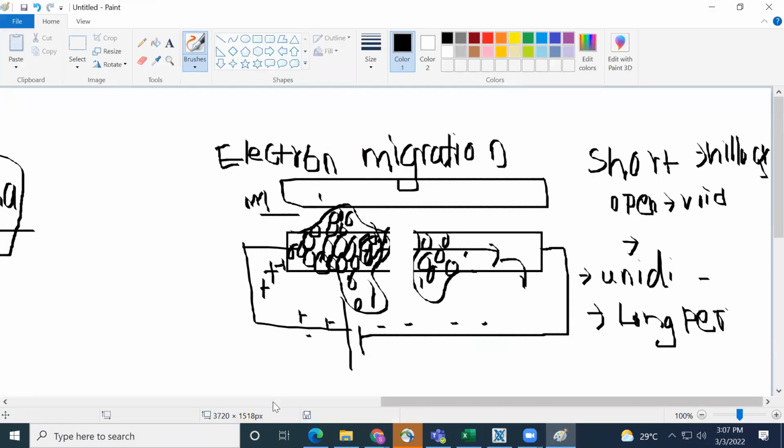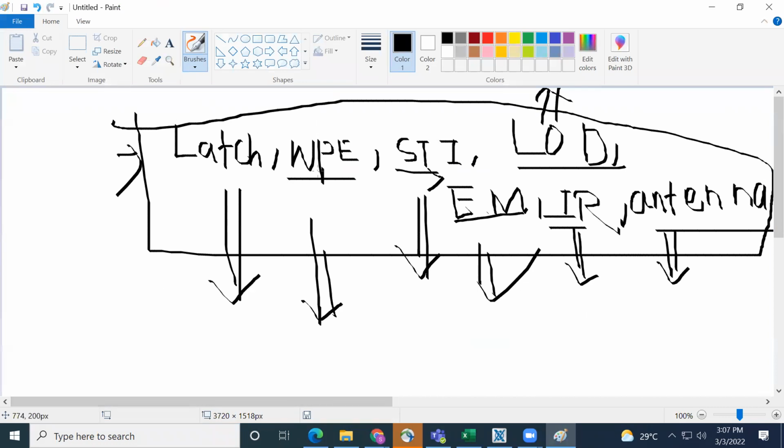So first, to understand which points you need to prepare: latch up, oil proximity, STI, LOD, EM, IR, antenna. Because we have only little time, I will give you a brief idea of how to explain to the interviewer. So what do you know?